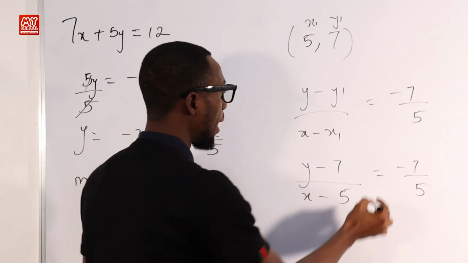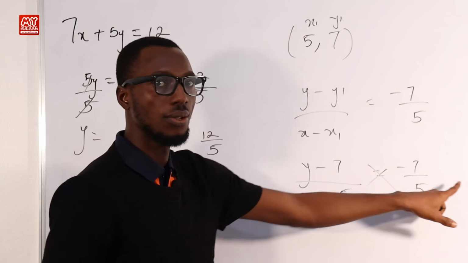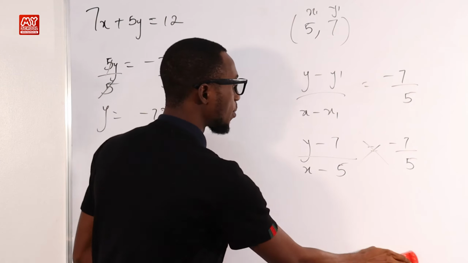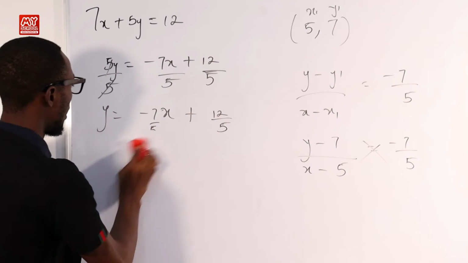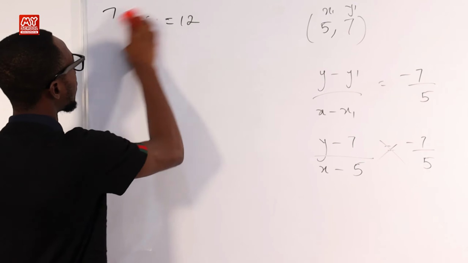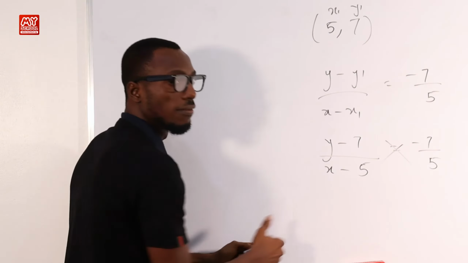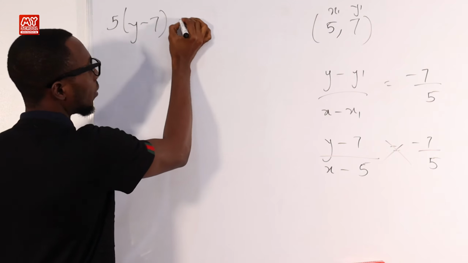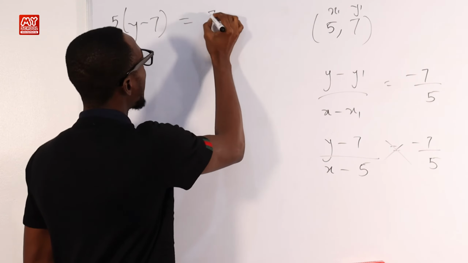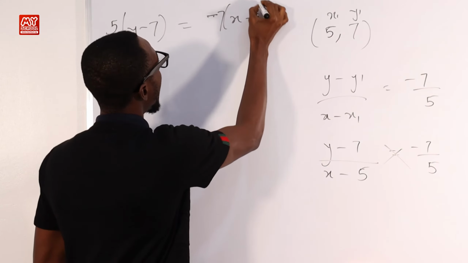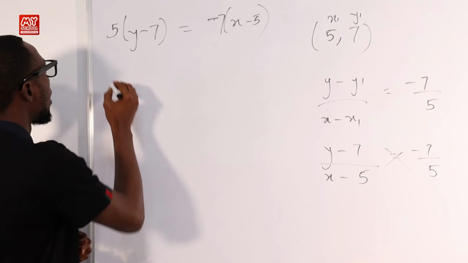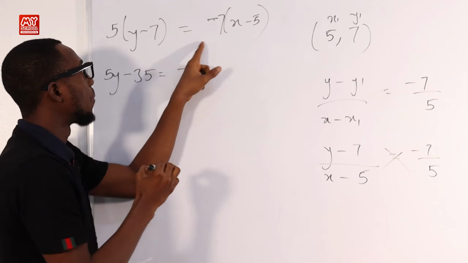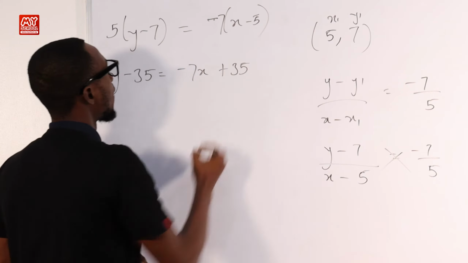So what do we do? We cross multiply. This comes here and this goes over there. So we have 5 into bracket y minus 7, and we have to rub off this part so that we can have larger space to expand our solution. So very well, once we cross multiply, we have 5 into bracket y minus 7 equals minus 7 into bracket x minus 5. So let's just expand the brackets. We'll have 5y minus 35 equals minus 7x, minus 7 times this, we have plus 35.